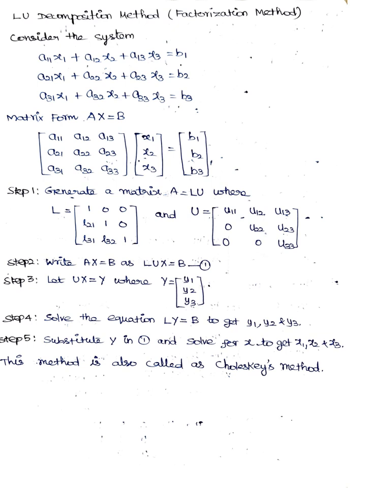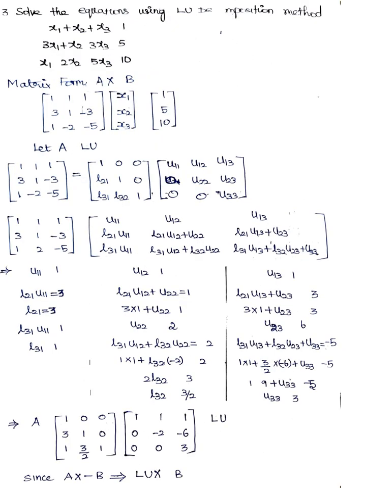Now we have step 2. Step 2: we already know AX is equal to capital B, where A is written as LU, so LUX is equal to B. Now let us assume that UX is equal to capital Y. Substituting UX equal to capital Y, we get LY is equal to capital B, to get the values of y1, y2 and y3. Now substituting Y in UX equal to Y, finally we get all the values of x1, x2 and x3. This method is called the LU decomposition method.